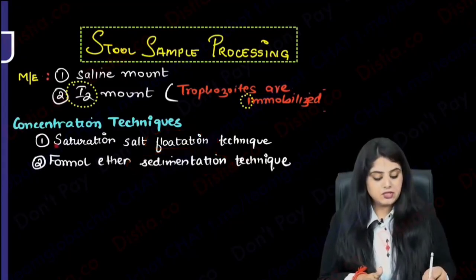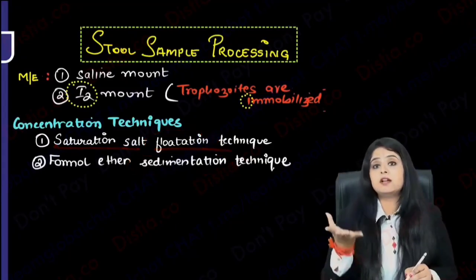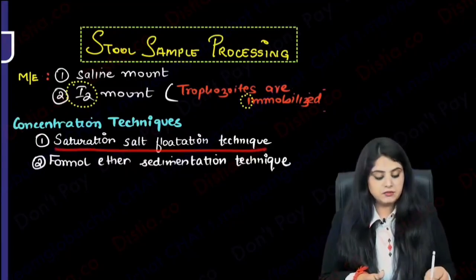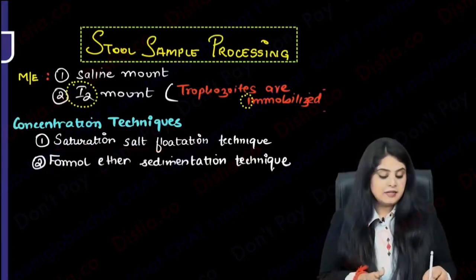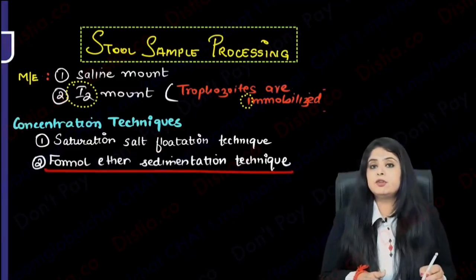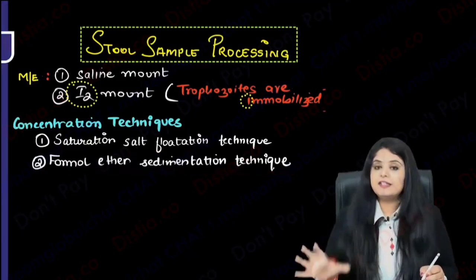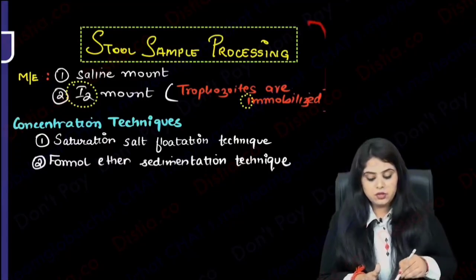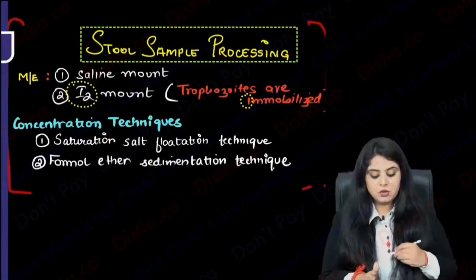So if I use saturated salt, some things will start floating. So that is the saturated salt flotation technique. Whereas if I use formalin, that is going to be the formal ether sedimentation technique. I hope everyone's okay with this, because these were to do with your remaining general parasitology parts.